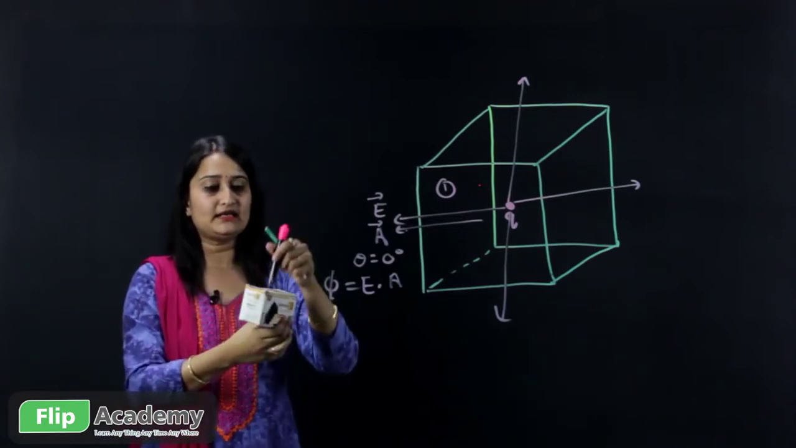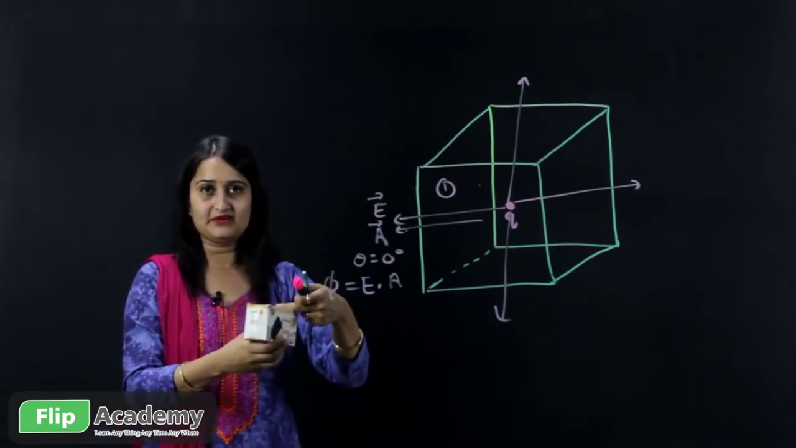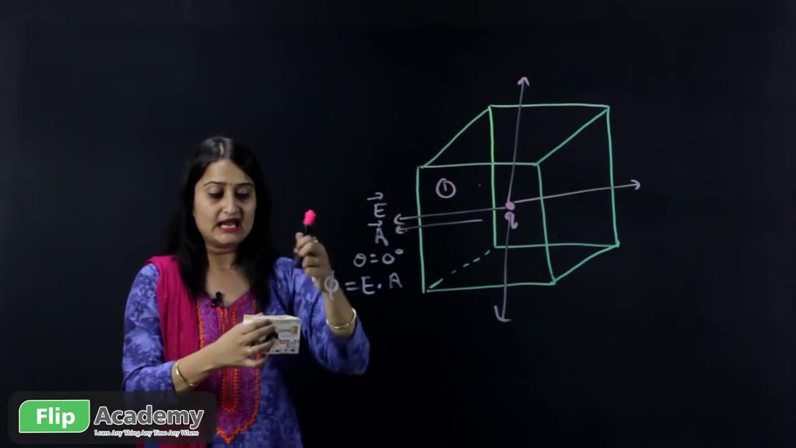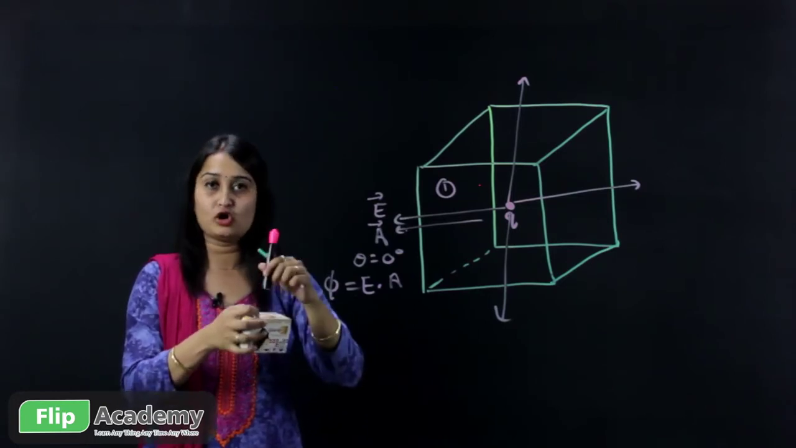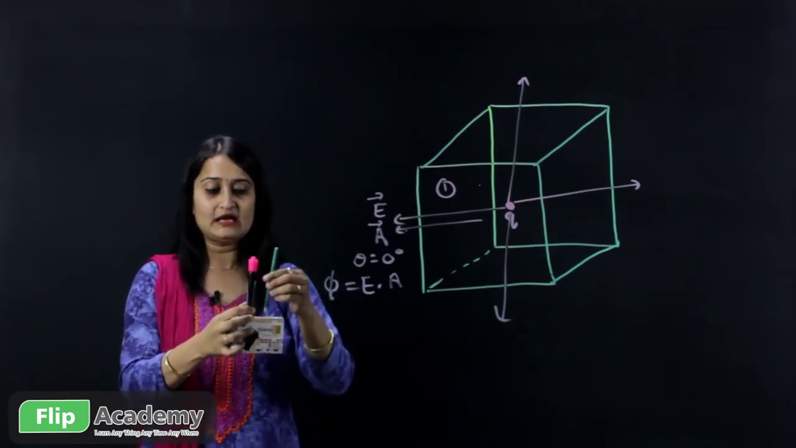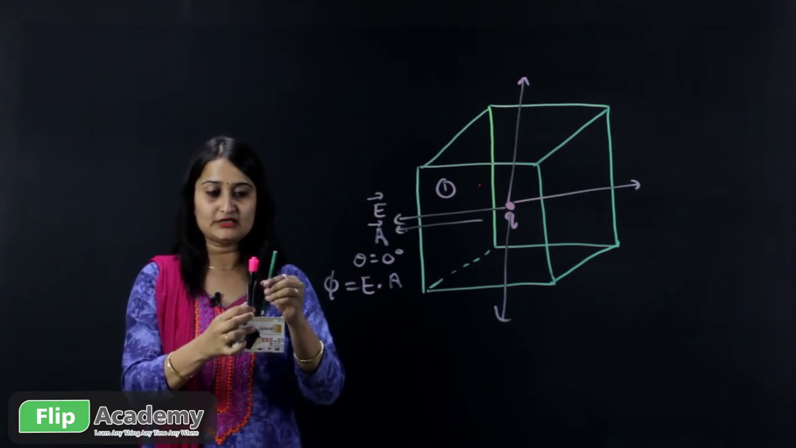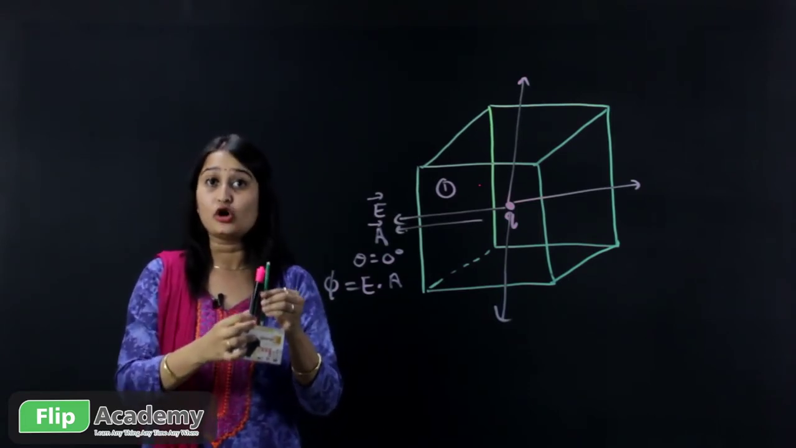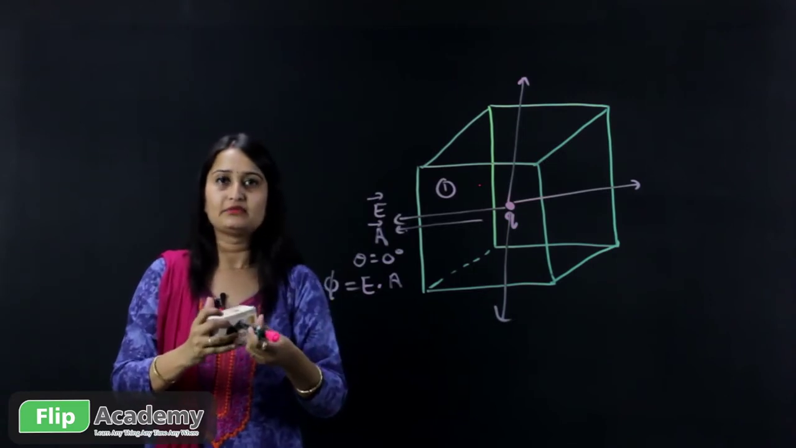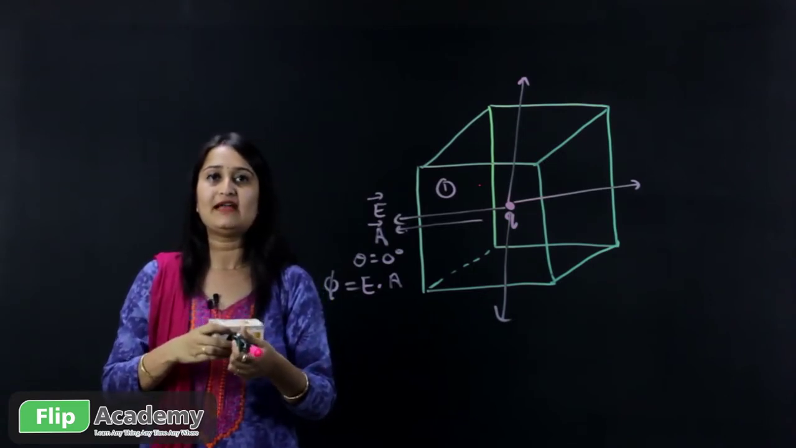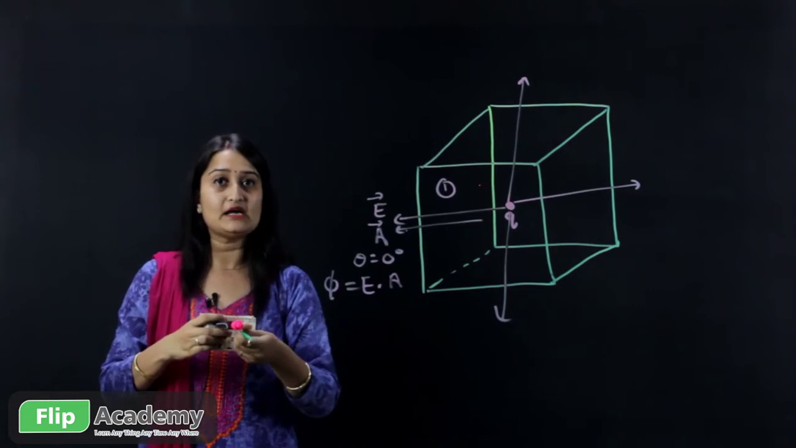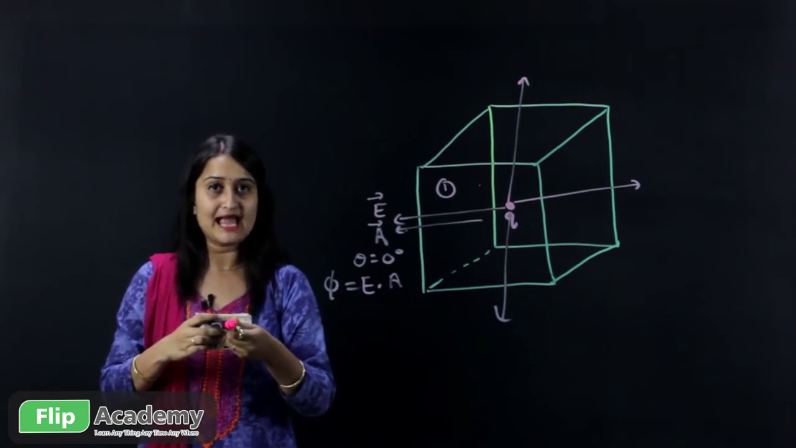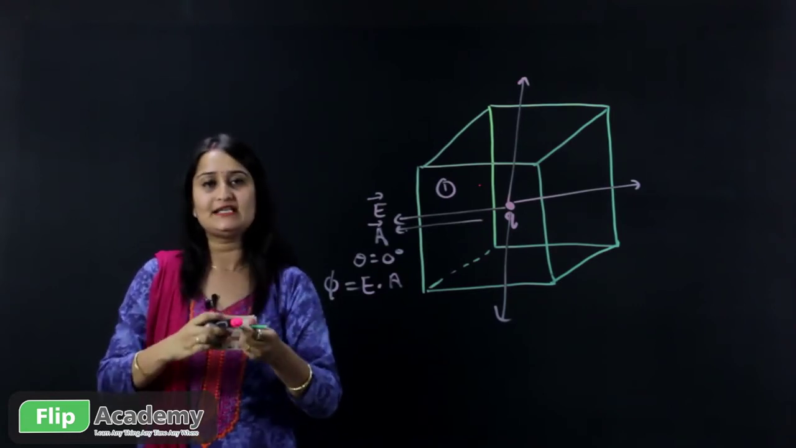Similarly, if I consider this surface, upper surface, in this condition also you see the electric field is coming out because the charge is inside. The area vector is perpendicular to the plane. What is the angle between the two? Again 0 degree. Your answer is E dot A. Consider this side. This side also the electric field vector is coming out, and the area vector is perpendicular to the plane. What is the angle between the two? It is again 0 degree.